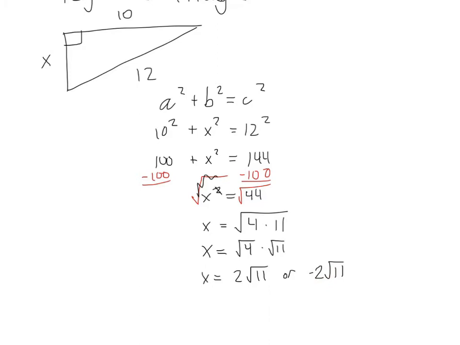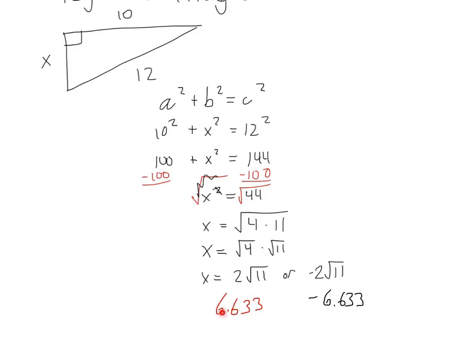Plug in negative 2 root 11, and what you should see is negative 6.633, so on and so forth. It keeps on going, right? So does that make any sense that that length would be negative 6.633? No. But how about positive 2 times the square root of 11? You plug that in your calculator, that gets you positive 6.633, and it keeps on going. So these two numbers are exact opposites of each other.